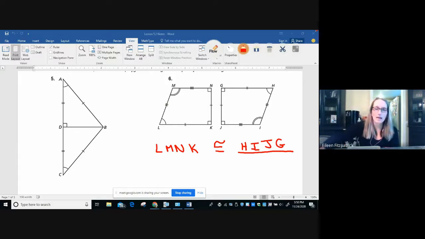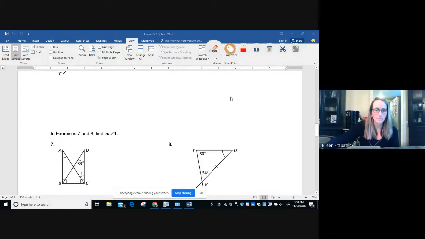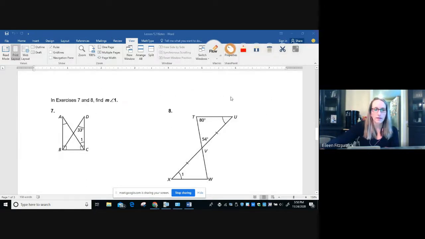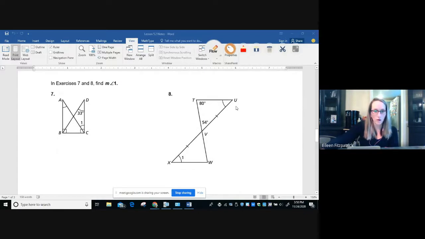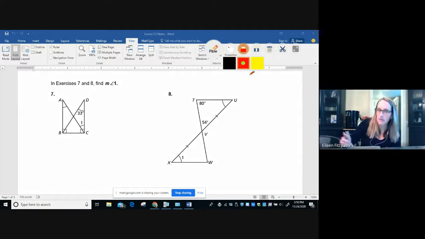All right, the last two problems. In exercises 7 and 8, find the measurement of angle 1. Let's look at 8 first because it's a little bit of an easier diagram to look at, and then we'll go back to 7. So for number 8, don't forget things that we've learned in the past, your vertical angles. Vertical angles are congruent, so this angle down here is 54, okay?